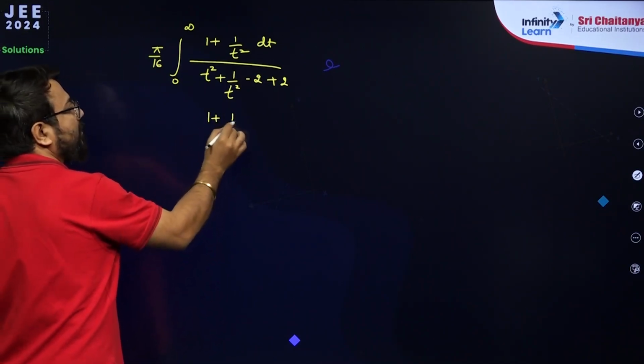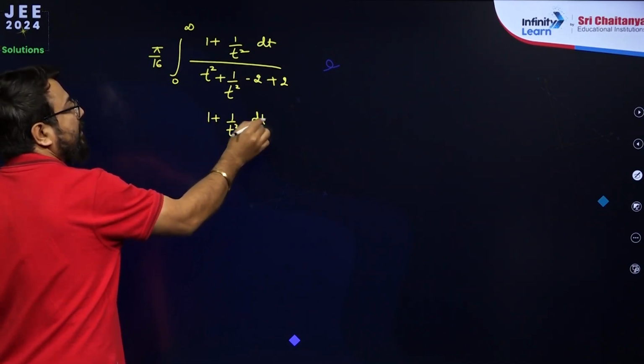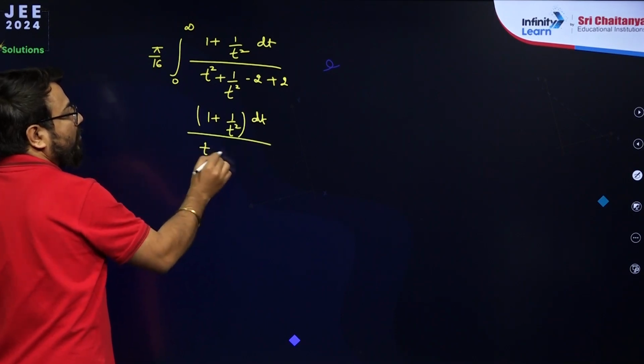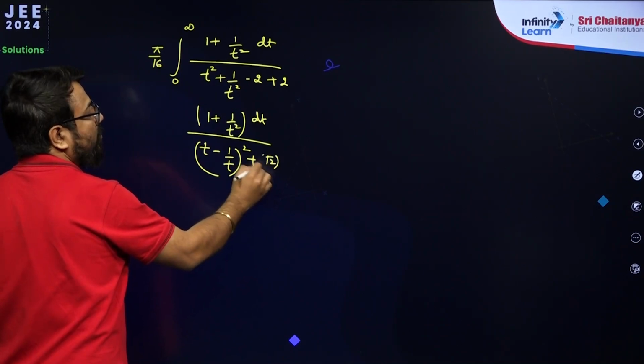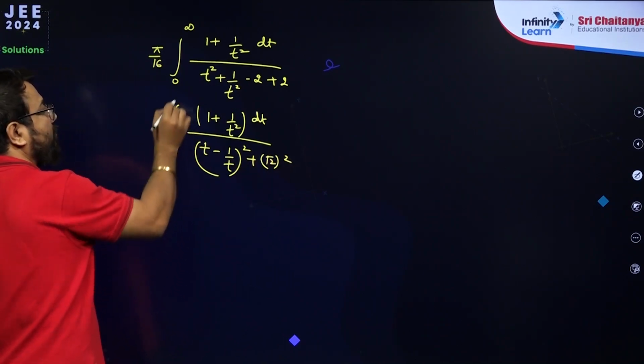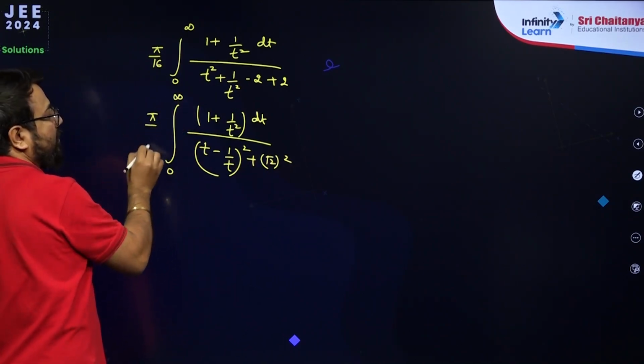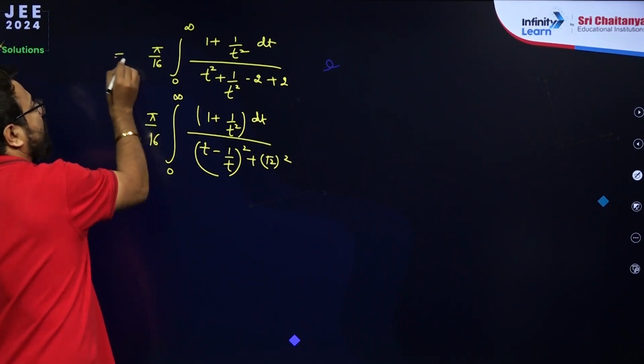It will be 1 plus 1 by t square dt and here it gets converted to t minus 1 upon t whole square plus root 2 square. Integration will be from 0 to infinity, and this is pi over 16. I hope you understood this step.